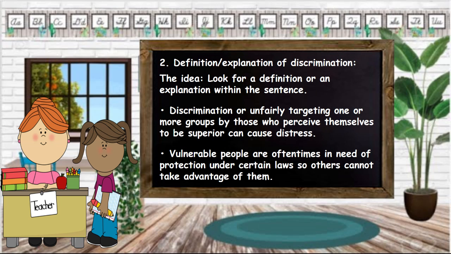Number 2 is looking at the definition or explanation of discrimination or any other word that you are looking for the meaning of. The idea is to look for a definition or an explanation within the sentence that you are reading. For example, discrimination or unfairly targeting one or more groups by those who perceive themselves to be superior can cause distress. Here's another example. Vulnerable people are oftentimes in need of protection under certain laws, so others cannot take advantage of them.